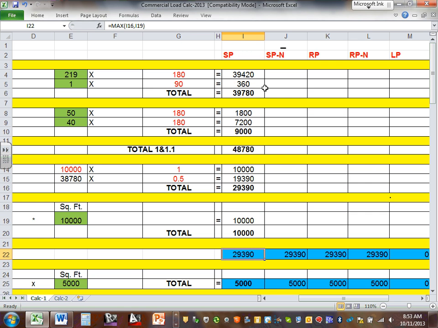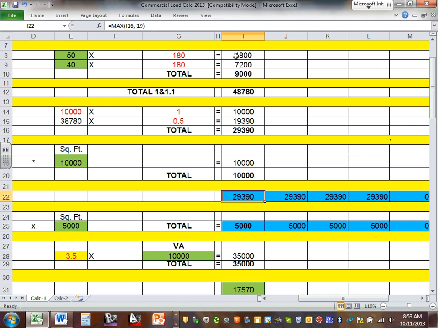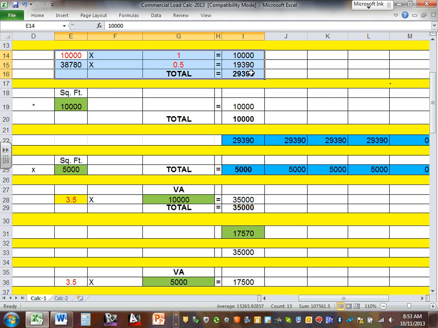So first you demand all your receptacles. You're going to add all your receptacles, and then you're going to apply the demand factor for them right here. And then you're going to compare this number with the actual number, with what the code allows you, which is 10,000. And that will be the number that you're going to carry, 29,000.390 kilovolt amp.